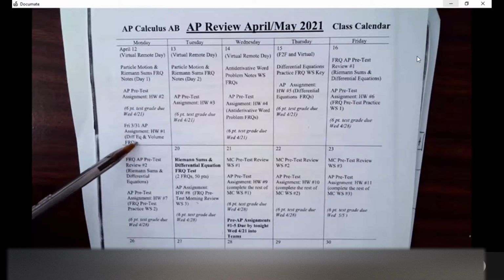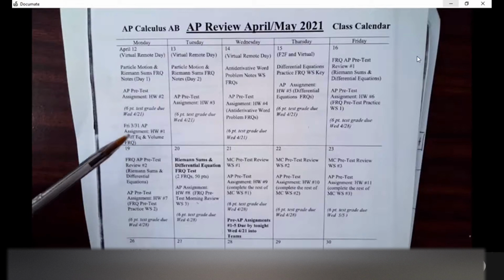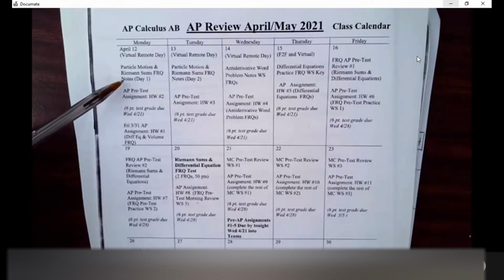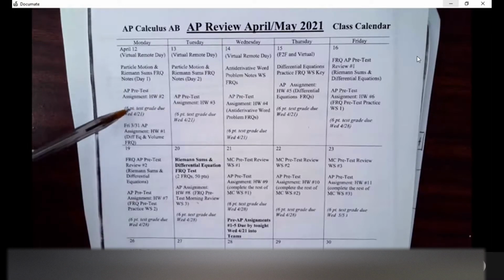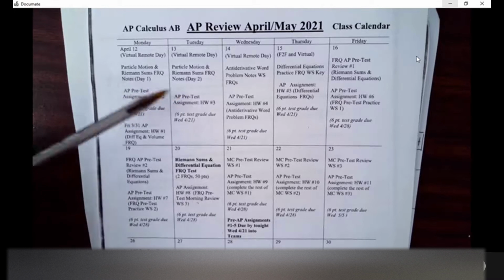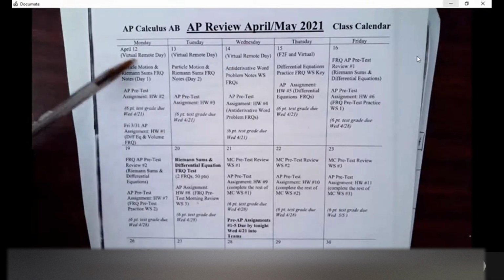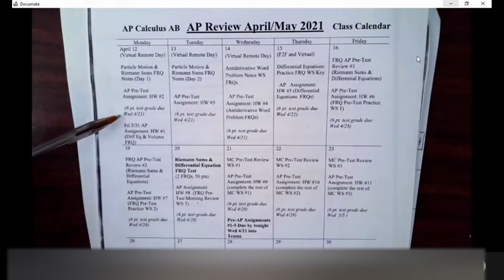We're going to finish up on the differential equations and volume FRQ worksheet today that we didn't get to finish the Friday before break. And then we'll move on to particle motion and Riemann sums FRQs. And this will be day 1 of 2. So we'll spend 2 days over this, but each day there's going to be assignments associated. And so every day I'm looking at 4 pages for you to turn in. Okay. And they're going to be due each of the Wednesdays starting next week.